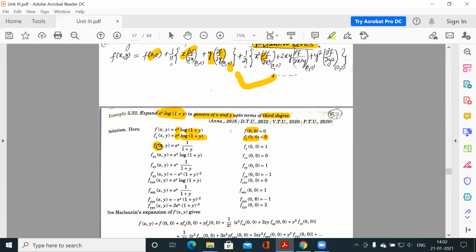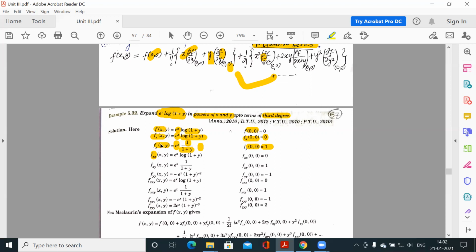Now f y, that means differentiation of f with respect to y. e to the power x is constant, and for log of 1 plus y, the differentiation is 1 over 1 plus y, and the differentiation of the argument 1 plus y is 1. Now at point 0 0, it is 1, because e to the power 0 is 1 and 1 over 1 plus 0 is 1. Next, f x x, that means we have to differentiate f two times with respect to x.